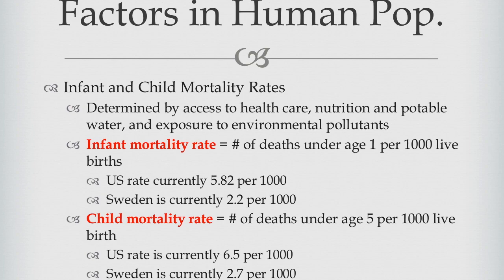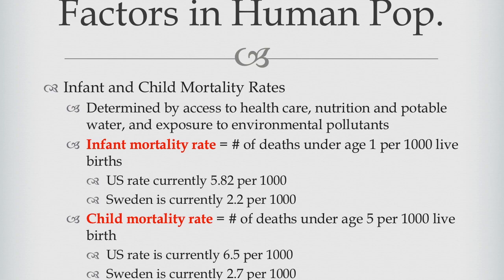Infant and child mortality rates, again, access to healthcare is a huge one here. Nutrition, potable water, having clean water is huge in getting your children to survive. It's the number of deaths under the age of 1 per 1,000 live births if you're talking about infant mortality. Childhood mortality is the number of deaths under the age of 5 per 1,000 live births.